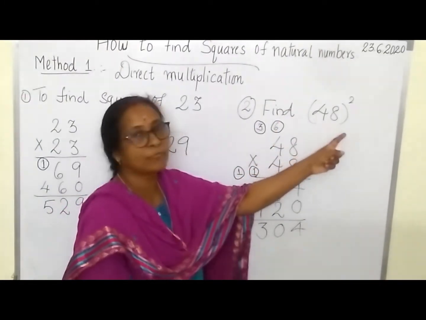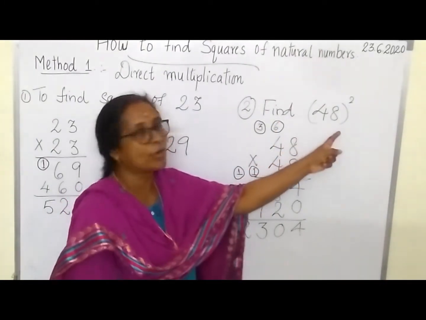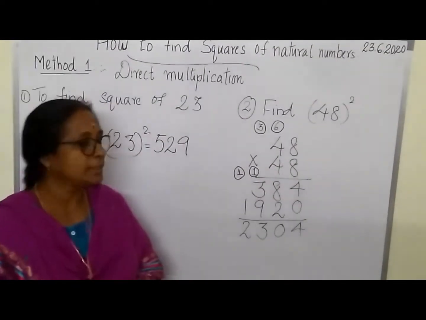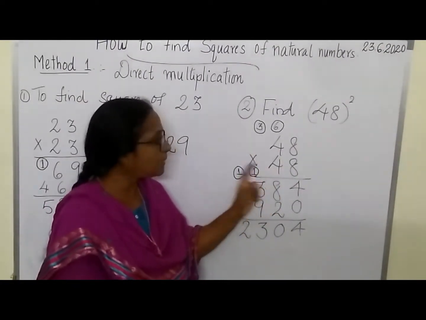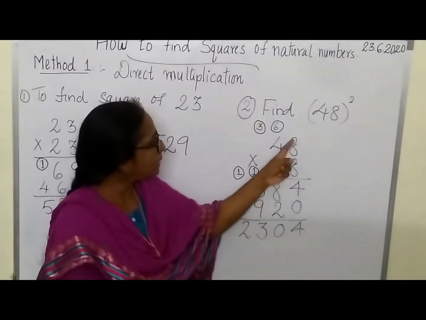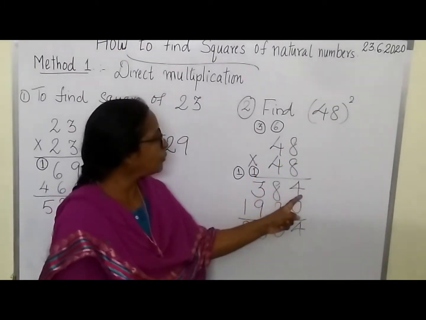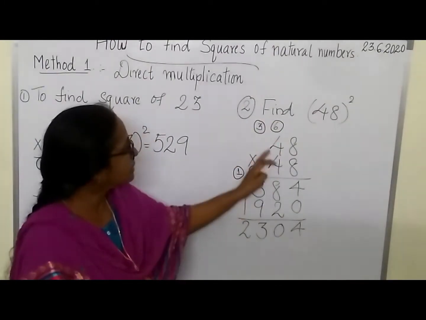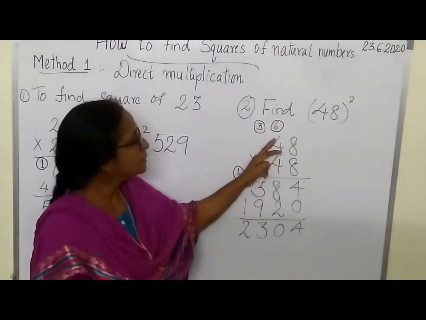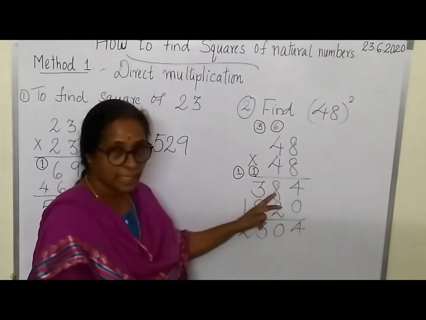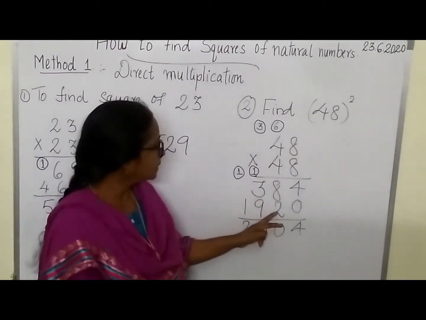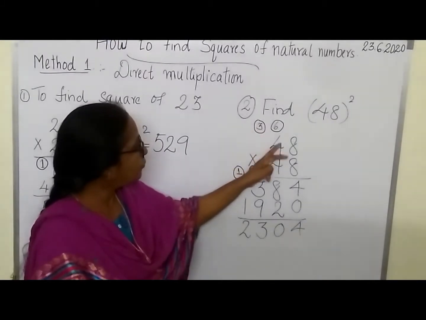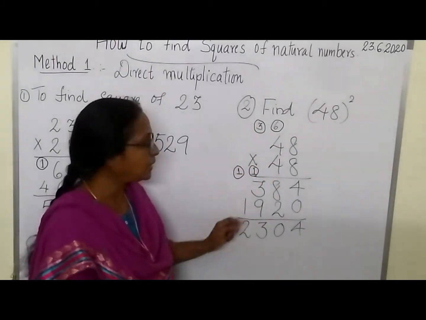Okay. Now here is another example. Find the square of 48 or find 48 square. How to find? Multiply 48 by itself. 48 multiplied by 48. How to multiply? 8 8s are 64. Then carry 6. 8 4s are 32 plus 6, 38. Now with the next digit, that is 8 4s are 32. Carry 3. 4 4s are 16 plus 3, 19.